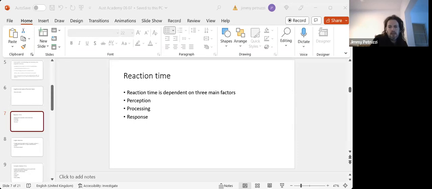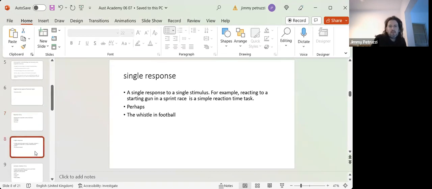Okay. So what we want to do is think, okay, reaction time is dependent, according to the research, on 3 factors: perception, processing, response. Perception, processing, response. So let's break it down for now. Think of a single response to a stimulus.